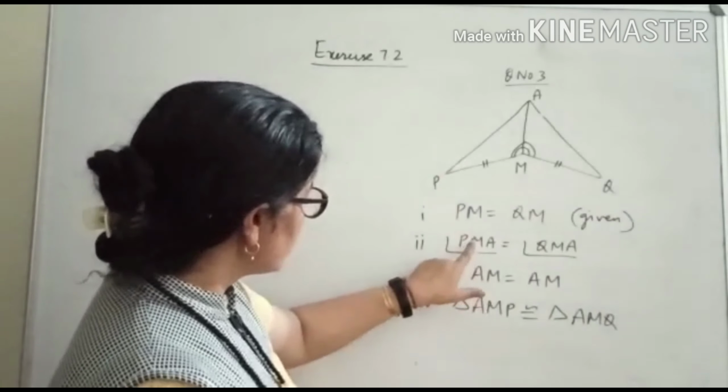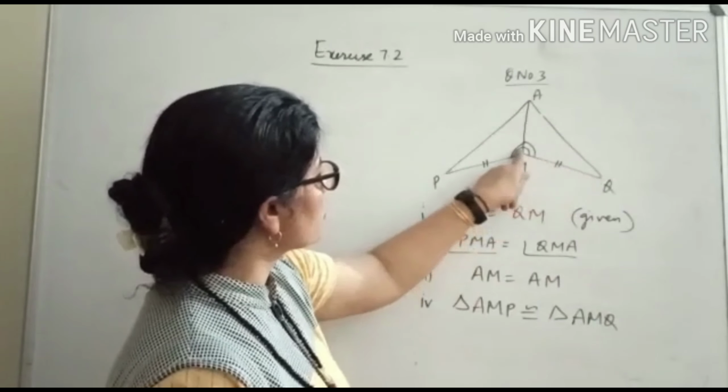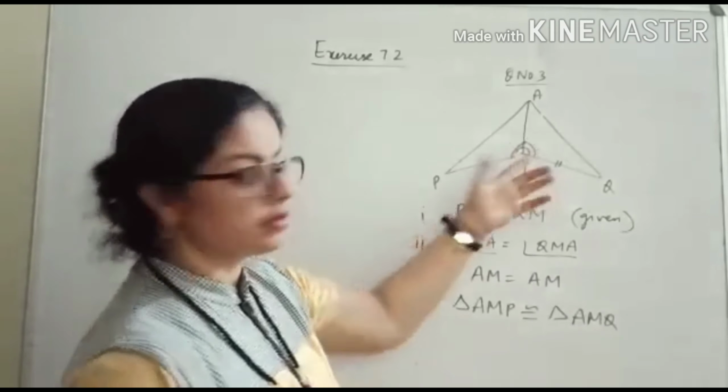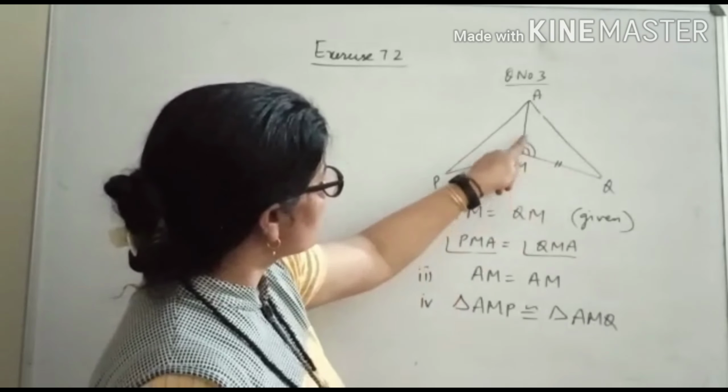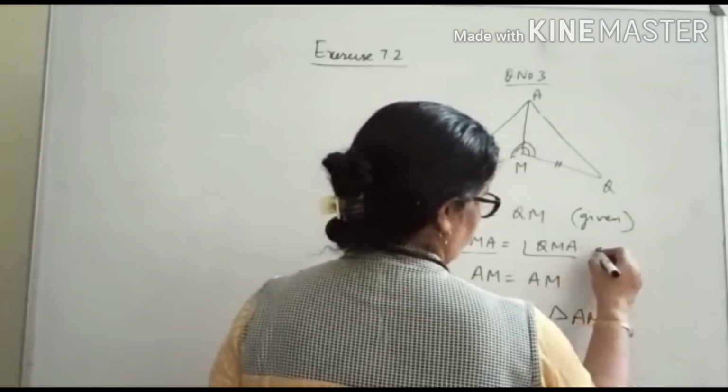Now the second part. Angle PMA is equal to angle QMA. How are they equal? It is given. Here also there are 2 arcs marked. Here also 2 arcs means it is given to us. Given.